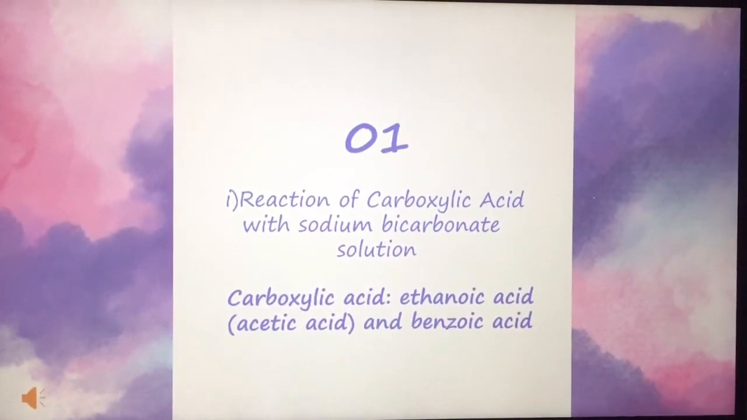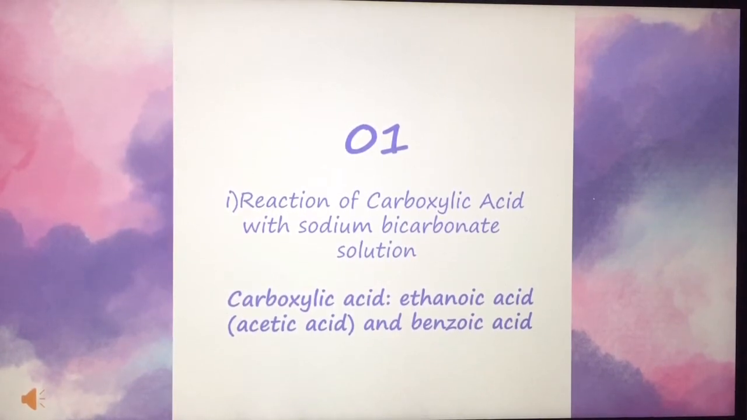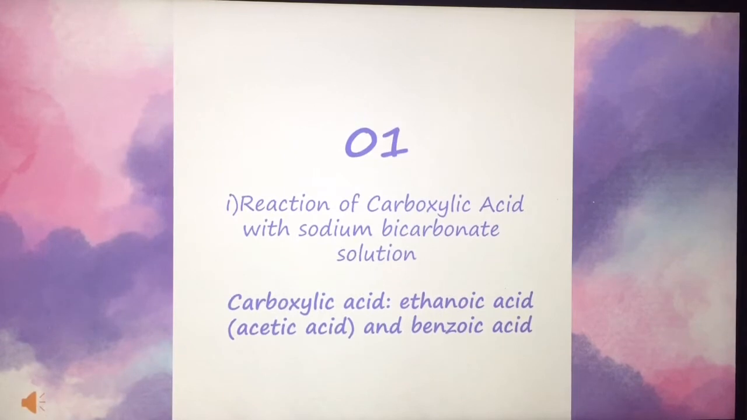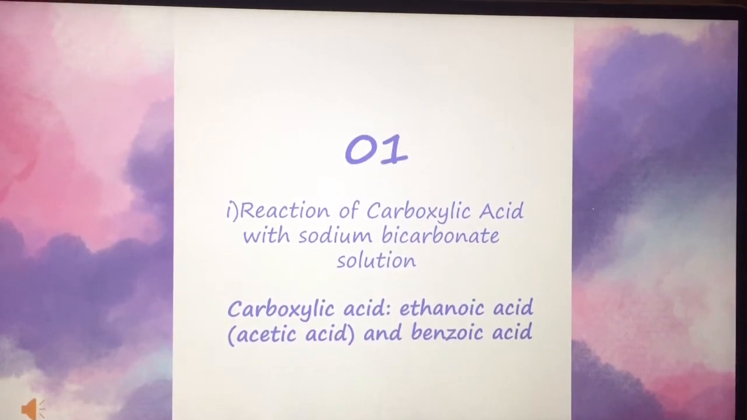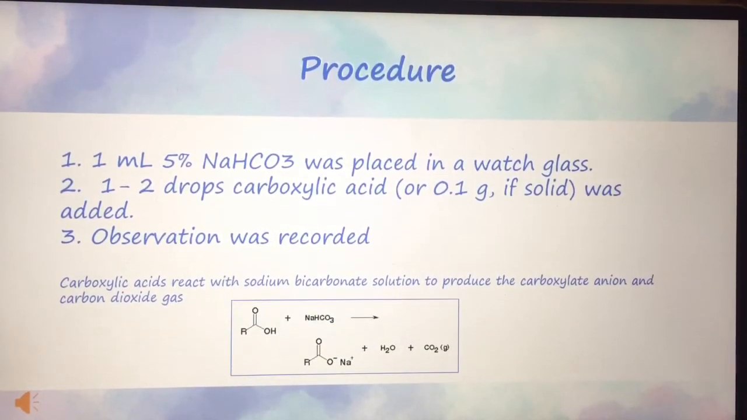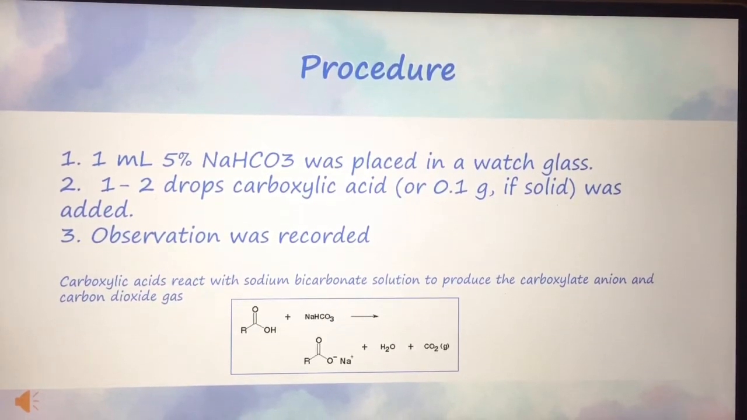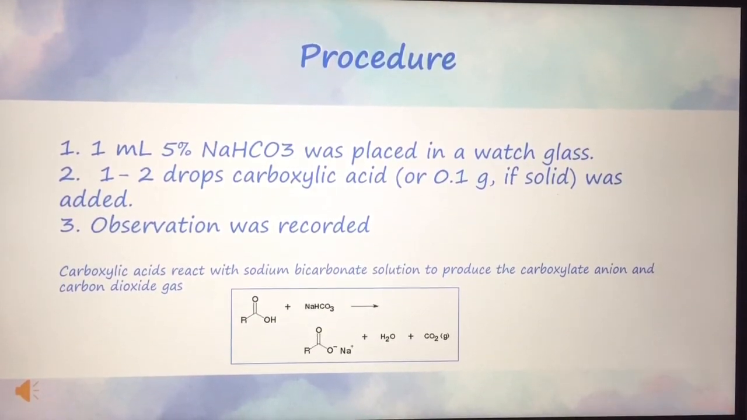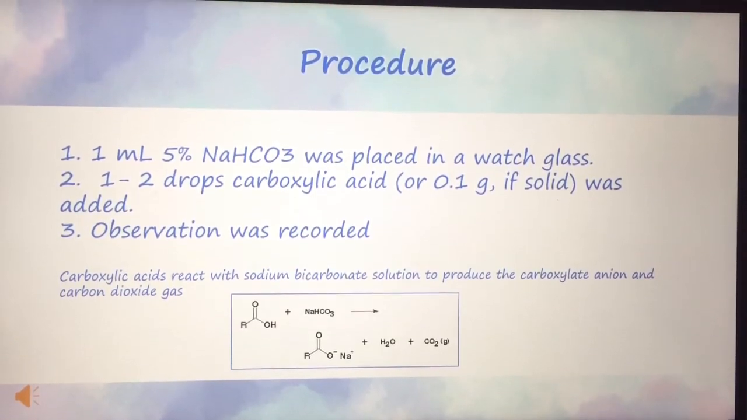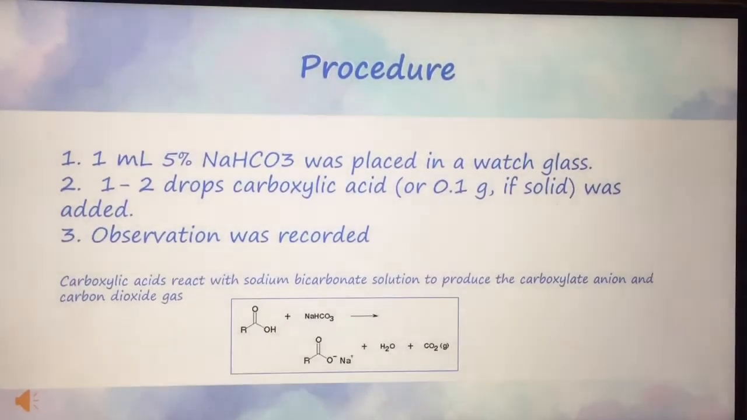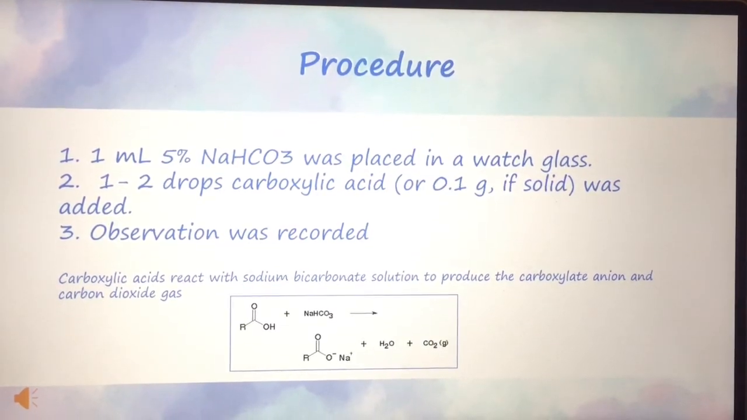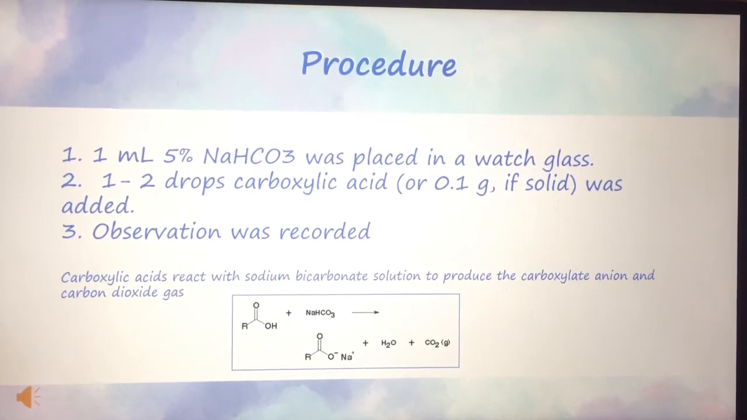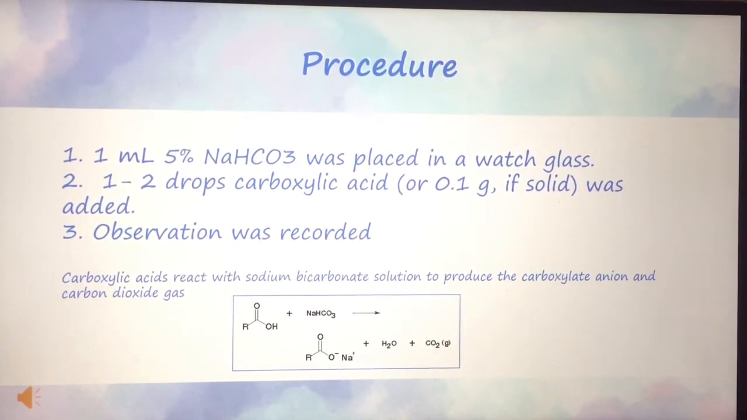So we're going to see the first experiment, which is the reaction of carboxylic acid with sodium bicarbonate solution. The carboxylic acids involved in this experiment are ethanoic acid and benzoic acid. Next, we go on to the procedure. First, 1 milliliter of 5% sodium bicarbonate solution was placed in a watch glass. Second, 1 to 2 drops of carboxylic acid, or 0.1 gram if solid, was added. Third, observation was recorded. Down there I've put the reaction: carboxylic acids that react with sodium bicarbonate solution will produce the carboxylate anion, carbon dioxide gas and also water.